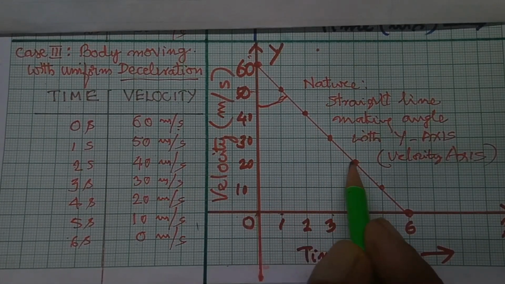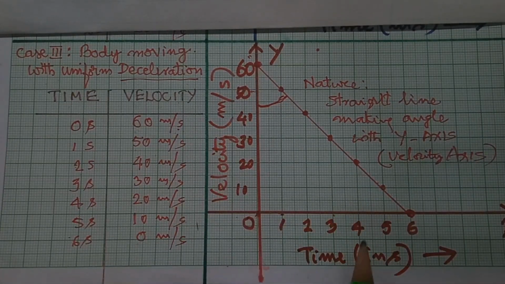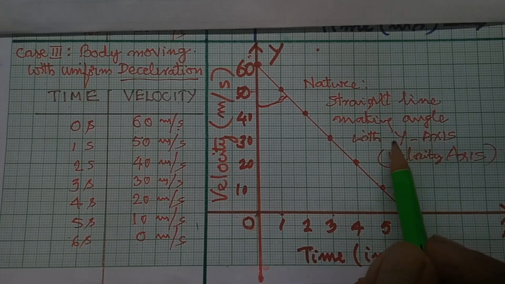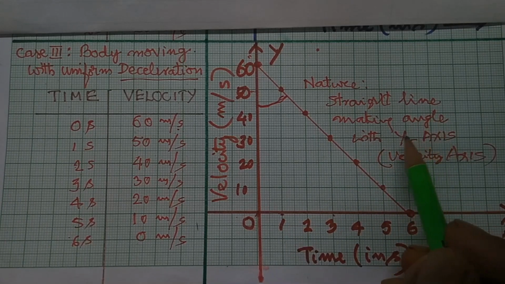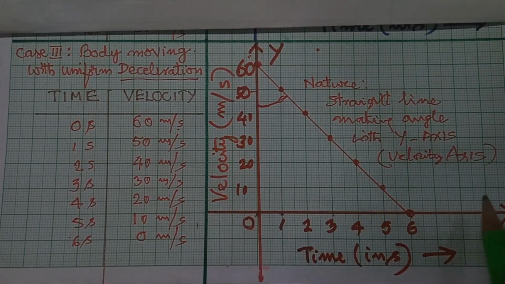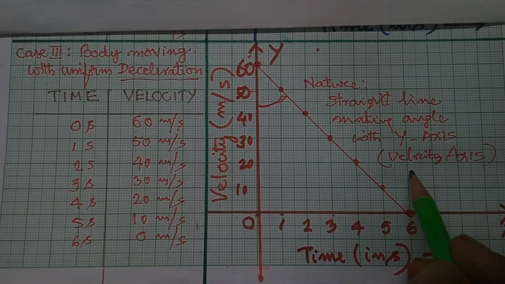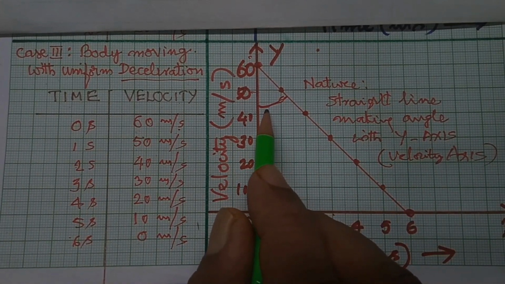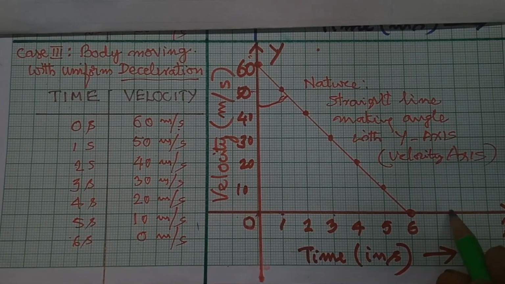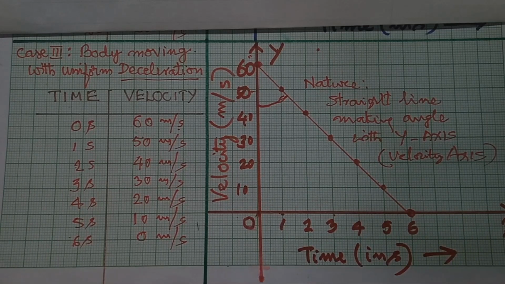If you put the points here, you will get the graph line like this. Very interestingly, this is also a straight line, but we call it a negative slope. For easiness, we say it makes an angle with the y-axis. With the x-axis it also makes an angle, no doubt, and with the x-axis it makes an obtuse angle. That you have to remember. Okay, these are the three graphs which we have learnt.